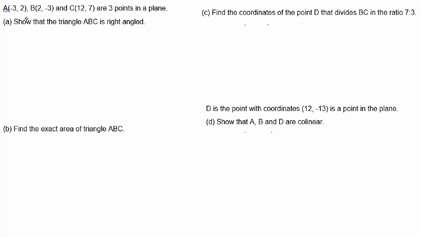A is the point (-3, 2), B is (2, -3), and C is (12, 7). They're three points in a plane. We want to show that the triangle ABC is right-angled.